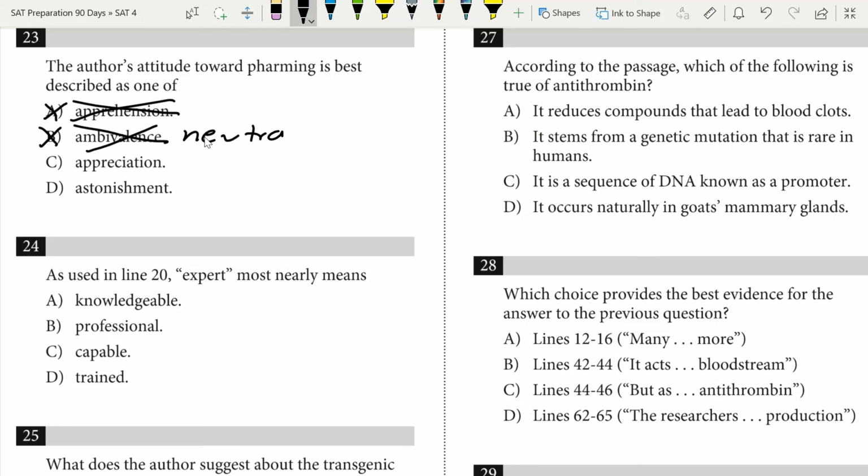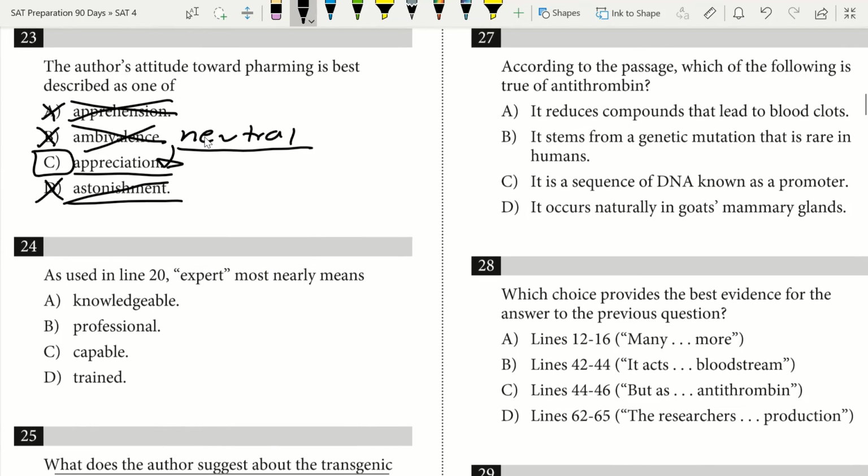He's someone who's saying, hey, this is a good thing. He's not neutral. He is saying that he appreciates it. He's saying it's a good development in technology and in medicine, but he is not astonished, right? He talks about how this is something that's been going on for 30 years, so he's not astonished by it, but he's definitely appreciative of it as an advancement in technology.